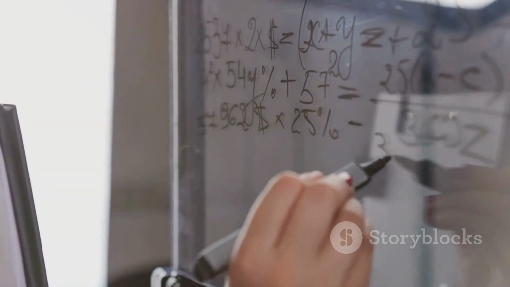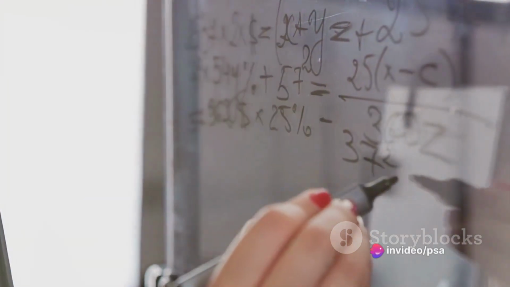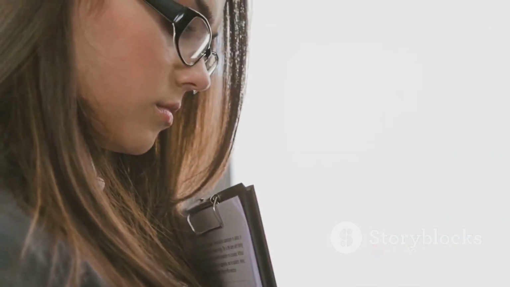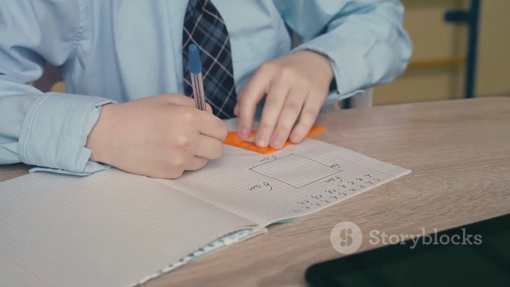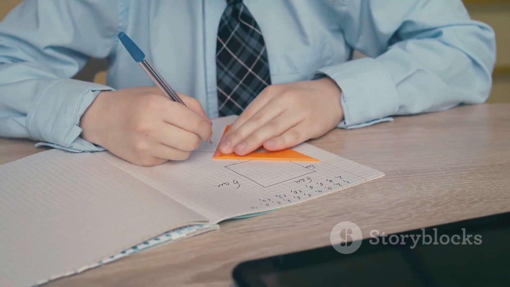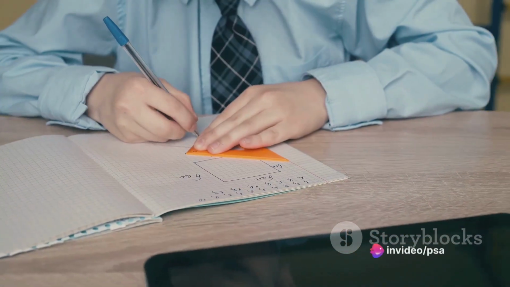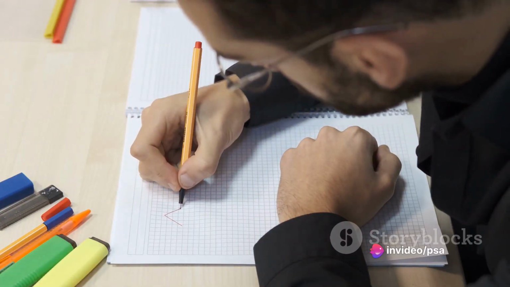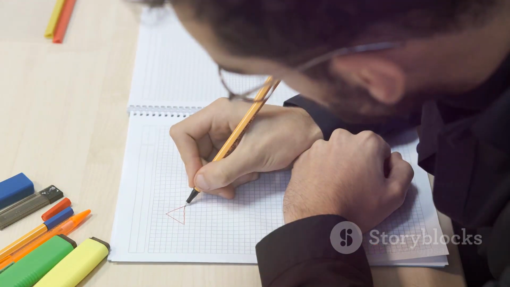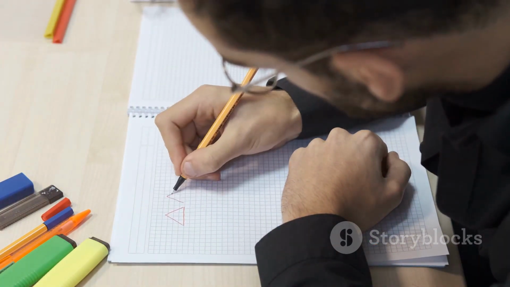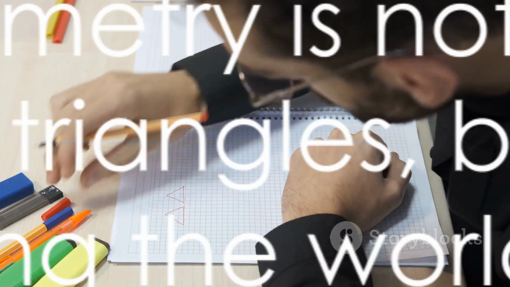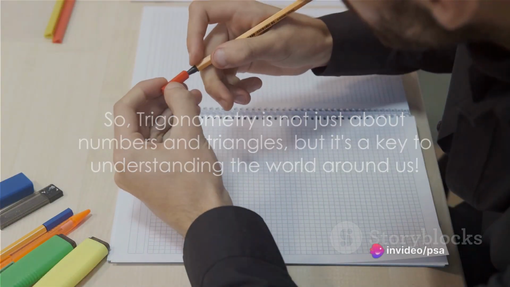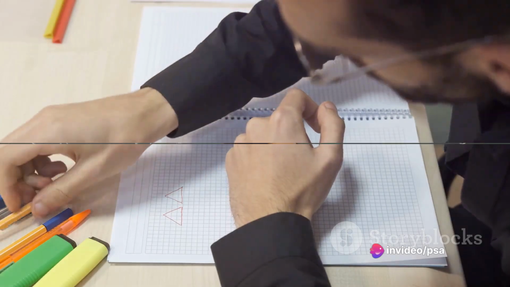So, you see, trigonometry isn't just confined to textbooks. It's a part of our daily lives, helping us understand and navigate the world around us, from the smallest atoms to the vastness of space. It's also a stepping stone to more advanced mathematical concepts, and is instrumental in various scientific and technical fields. Whether it's to calculate the height of a mountain, design a skyscraper, navigate using GPS, or understand the universe, trigonometry is there, making it all possible. So, trigonometry is not just about numbers and triangles, but it's a key to understanding the world around us.